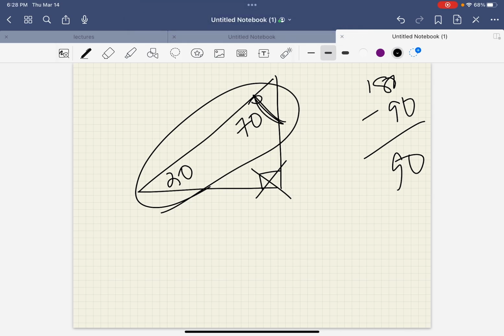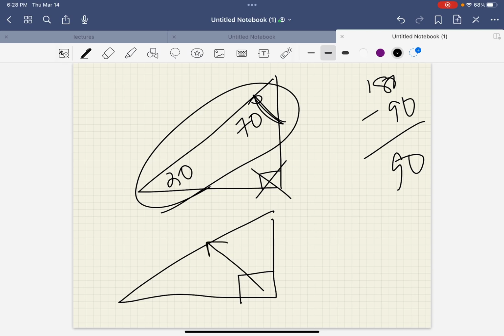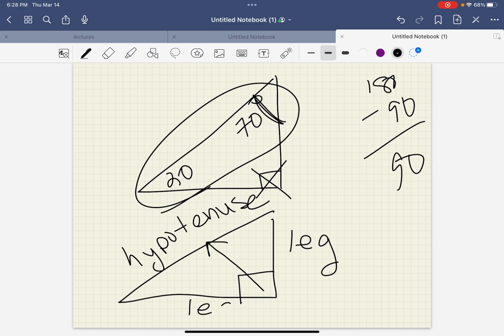Okay? All right, now then, in a right triangle, we have special names for things. That's the right angle, obviously. The side that is directly across from the right angle is called the hypotenuse. The other sides are just called legs. It doesn't matter which one is which. But the one that's important is the hypotenuse. And the hypotenuse in a right triangle is always the longest side of the triangle.